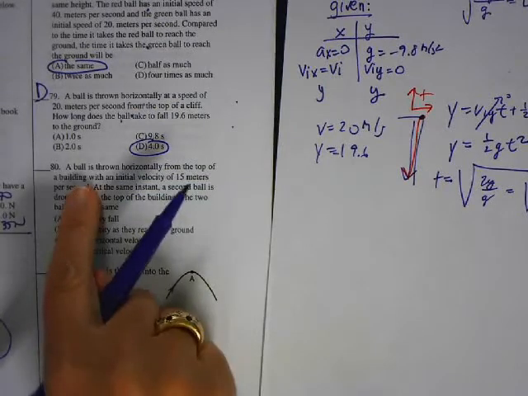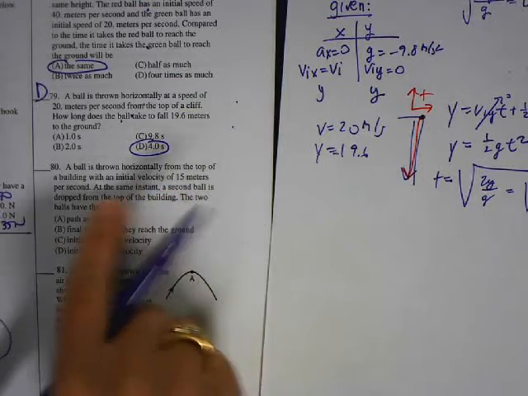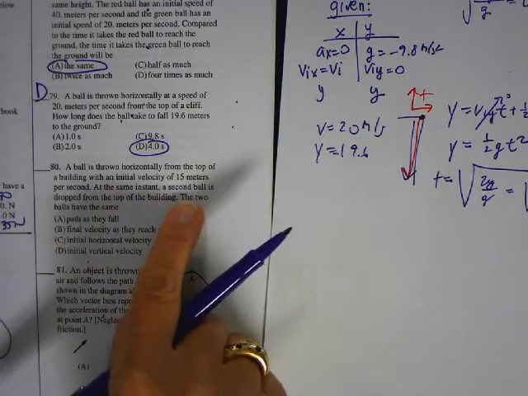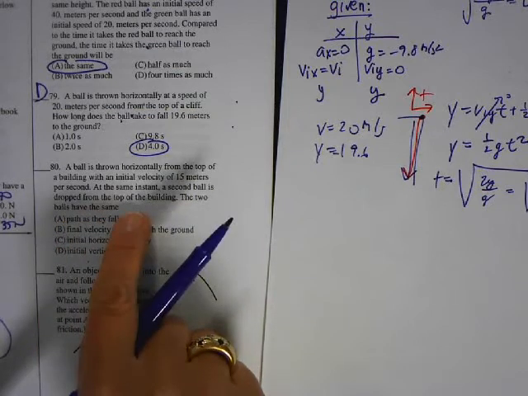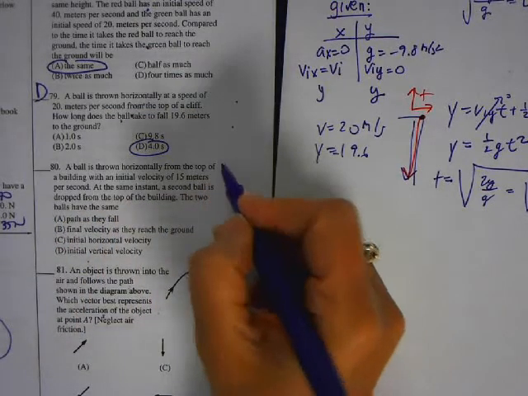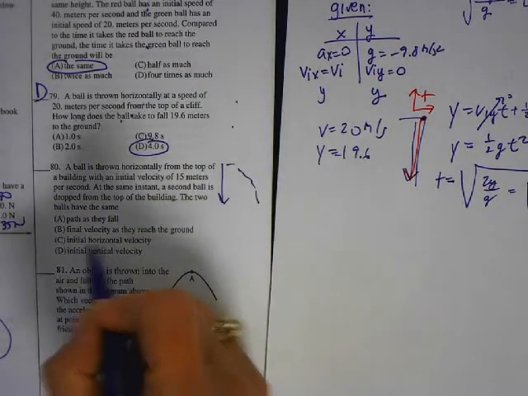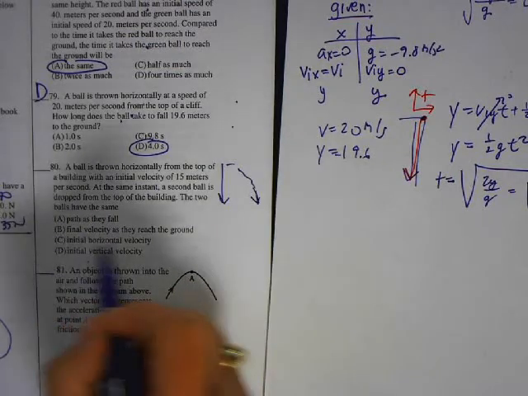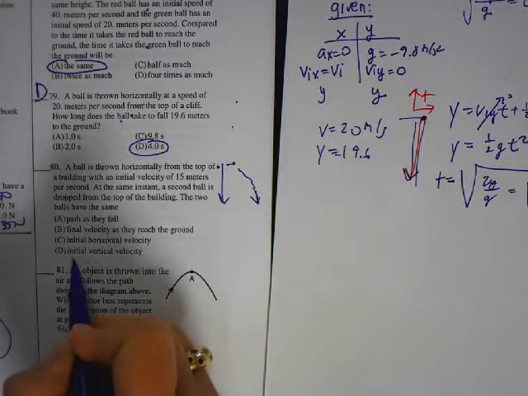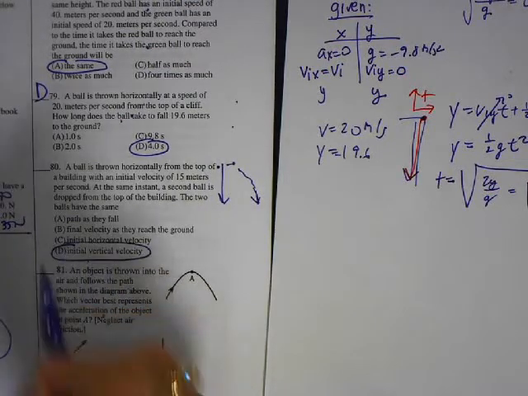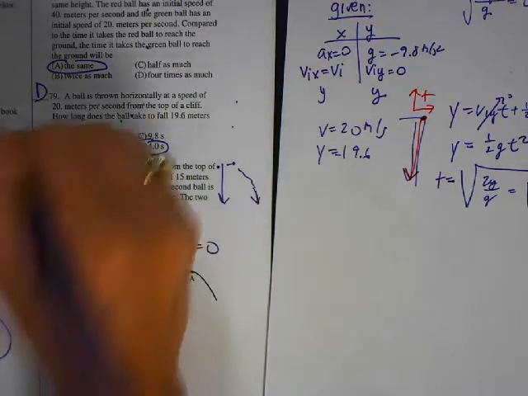All right, number 80. A ball is thrown horizontally from the top of the building with an initial velocity of 15 meters per second. At the same instant, a second ball is dropped from the building. And the question is that the two balls will have the same... they don't have the same path because one drops straight and one goes like this. The final velocity, this one is going to be at an angle like this. The initial horizontal velocity, well, this one starts from 0, this one's thrown, but the vertical velocity for both of them is going to be what? V_iy is 0. So that's the choice D.